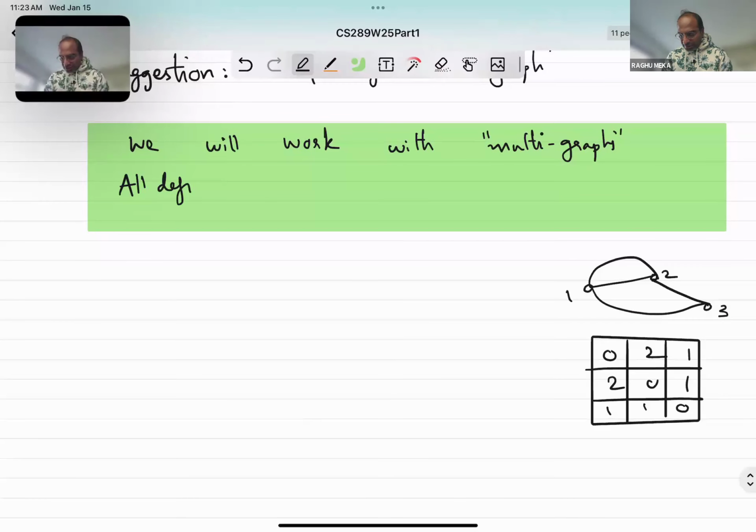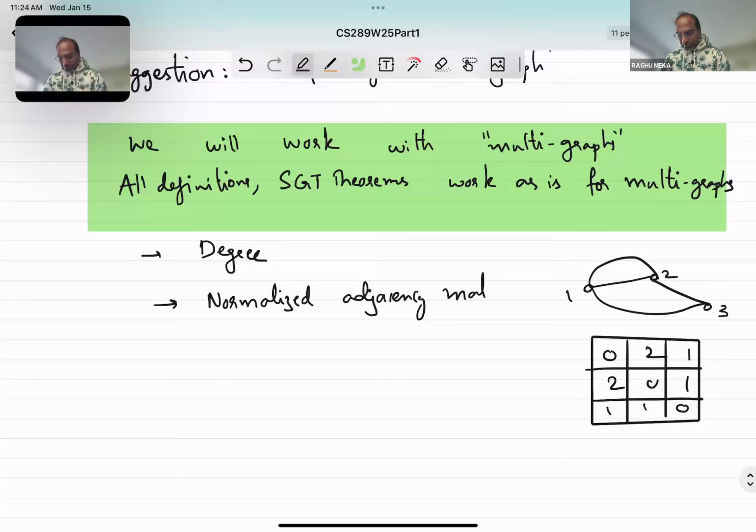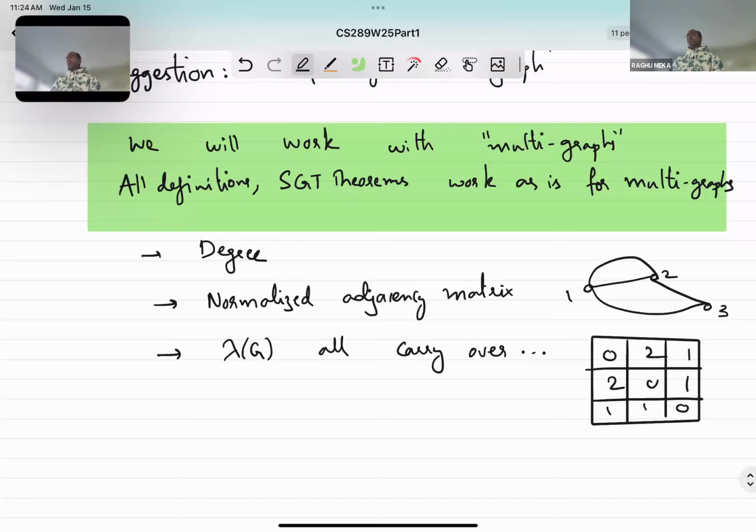So all definitions, spectral graph theory theorems work as is for multigraphs. Basically degree is the same. Normalized adjacency matrix makes sense. Lambda of G all carry over. There's no real change.